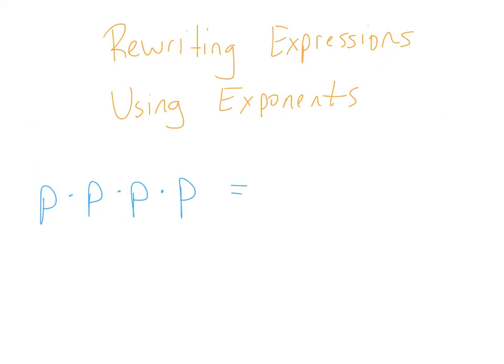One other handy thing we need to have in our tool belt, so to speak, here in this chapter is rewriting expressions using exponents. And I think you guys are going to be okay on this, but if you were given the expression p times p times p times p, how can we rewrite or simplify that? We just write that as p to the 4th. Why? Because there were 4 p's right there, so p to the 4th.